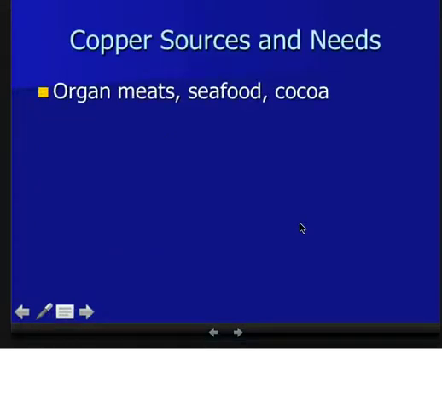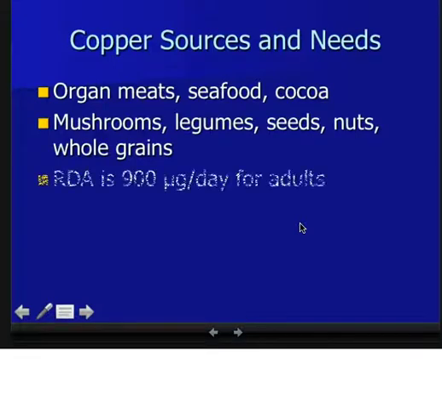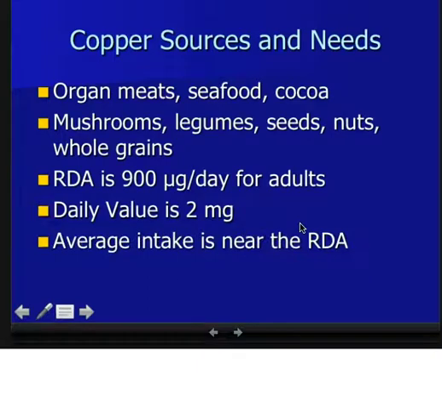What are our sources? Organ meats, seafood, cocoa, mushrooms, legumes, seeds, nuts, and whole grains. The RDA is about 0.9 milligrams per day for adults, and daily value is 2 milligrams. And the average intake is usually near the RDA, with an upper level of 10 milligrams per day.